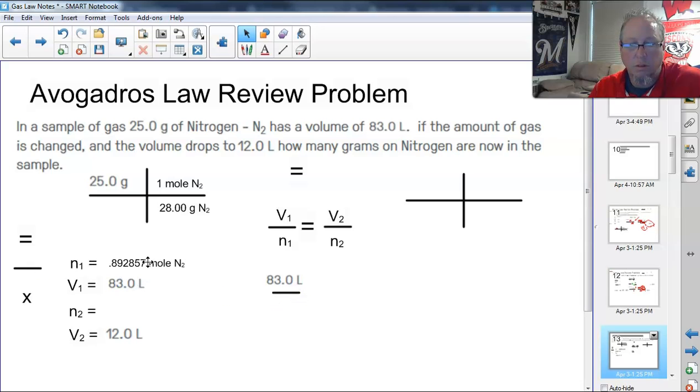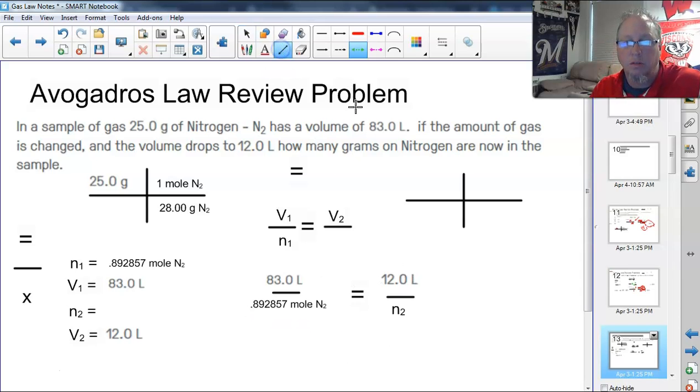number of moles, and that is going to be equal to the volume over the number of moles. And N2 is the thing that I don't know. So once again, I've got these ratios set up. I am going to use a system of cross multiplication, where I'm going to cross multiply.